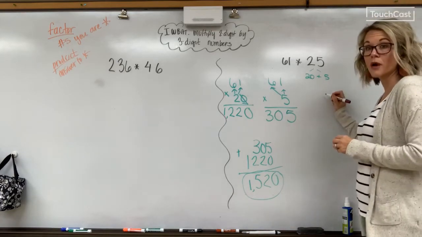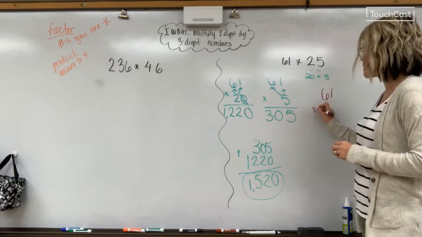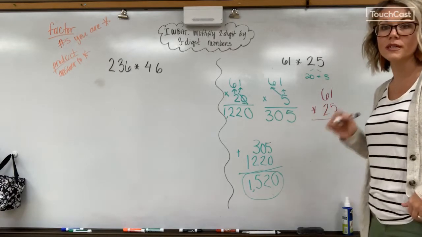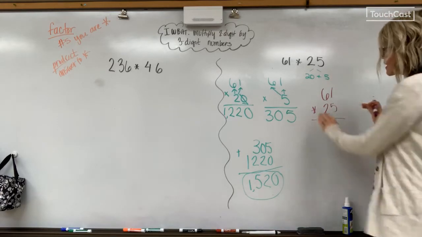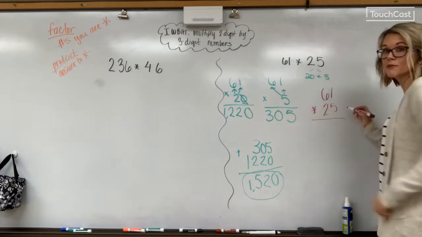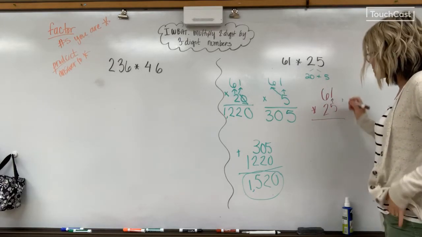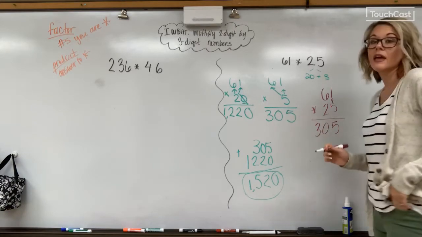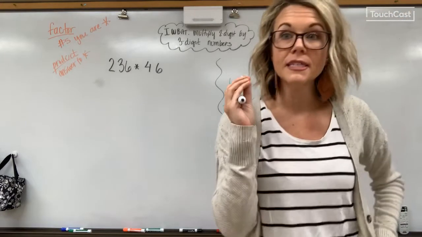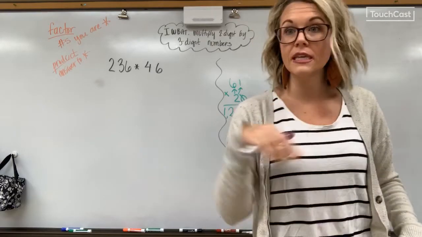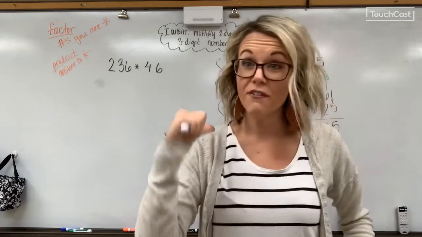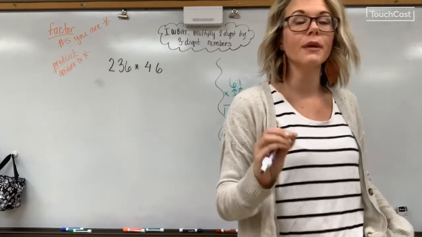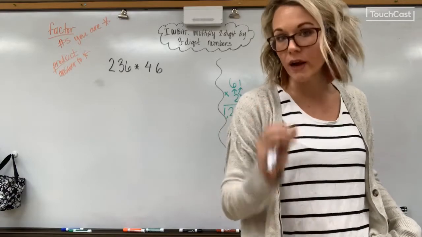So I'm going to set this problem up again, but this time I'm not going to decompose it. I'm not going to break it apart. I'm just going to keep it as 61 times 25. I'm going to ignore this 2 first, and I'm just going to multiply by the 5. So 5 times 1 is 5. 5 times 6 is 30. Now this is the biggest mistake that 5th graders, 12th graders, 35-year-olds, 70-year-olds make, especially when they're in a rush.